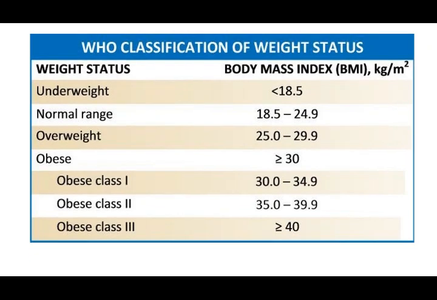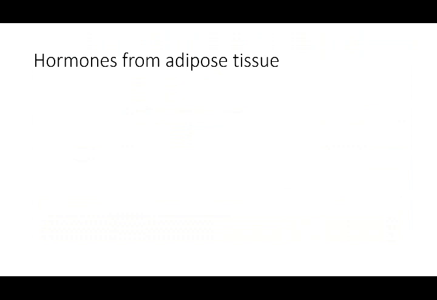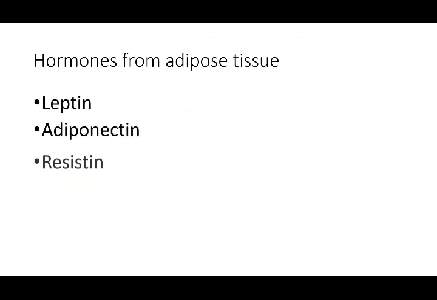And this is the latest WHO classification criteria for BMI. So if you have less than 18.5, you are underweight. If you have more than or equal to 40 BMI, you are obese class 3. And all the other ranges are in between. These are the hormones released from adipose tissue: leptin, adiponectin, and resistin.